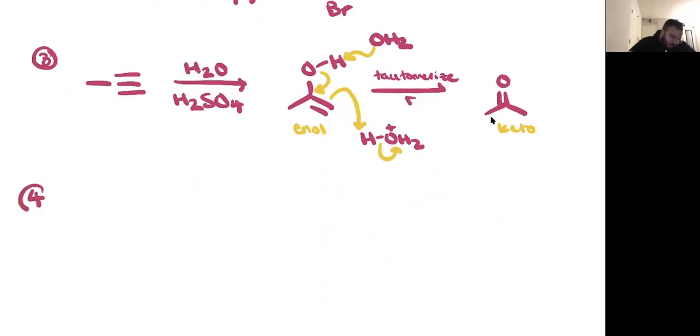Now, if you wanted to do anti-Markovnikov, your first instinct might be to use BH3 THF.